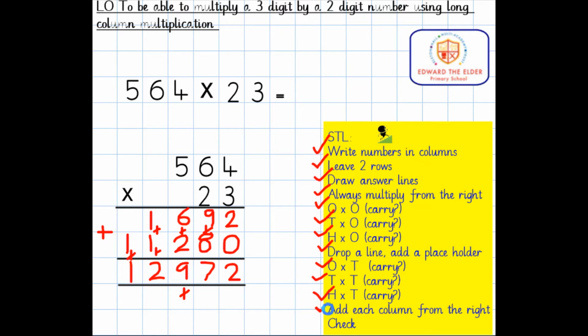My next step says to check. So let's just check that I've done all of the steps that it's asked me to do. I wrote my numbers in the columns. I left 2 rows for my calculations and I drew my answer lines.